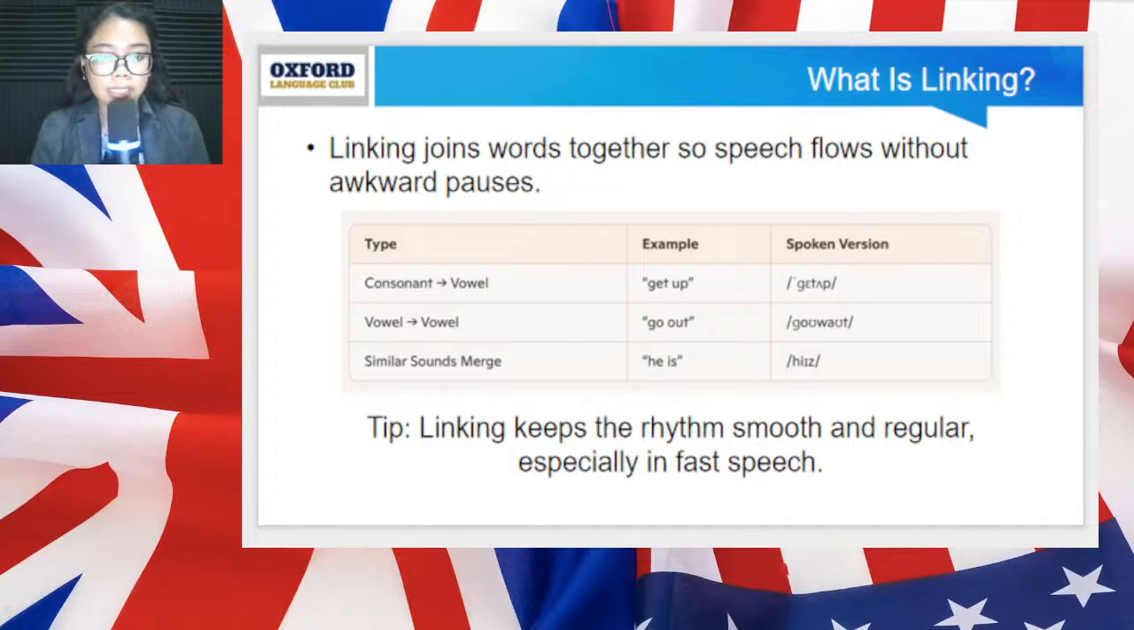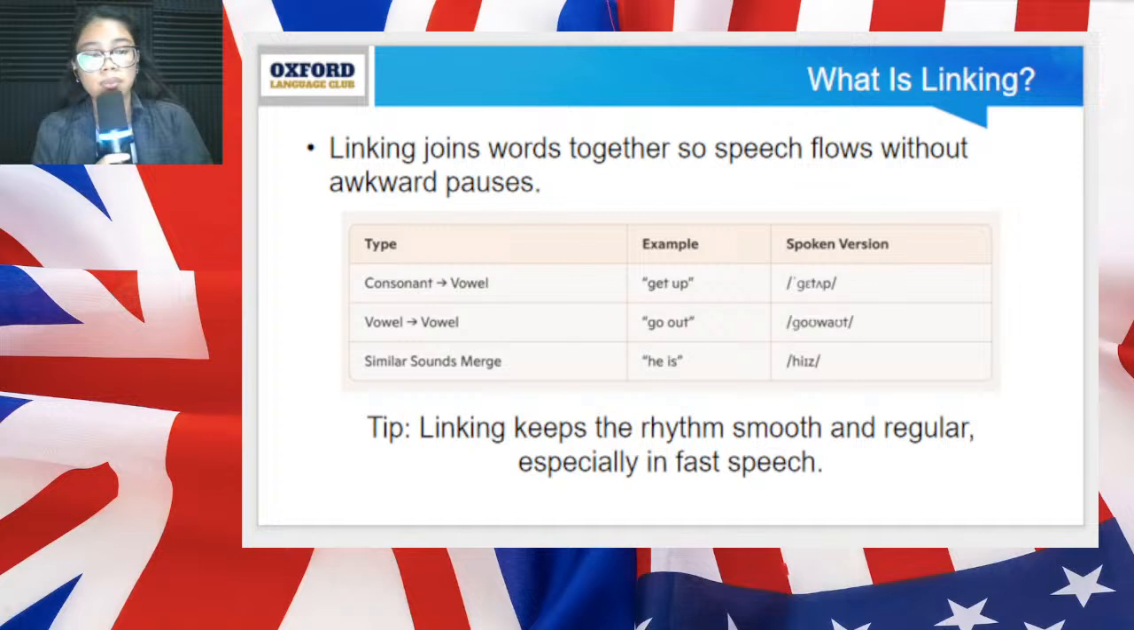So when we speak naturally, our mouth does not stop after every single word. It's constantly preparing for the next sound, leading to these natural connections. This constant flow is what makes listening to native speakers seem fast, but in reality, it's just efficient and smooth. Now, let's really dive into the three primary types of linking as shown in our table. First, consonant-vowel linking. This is by far the most common type, and once you start listening for it, you will hear it everywhere.